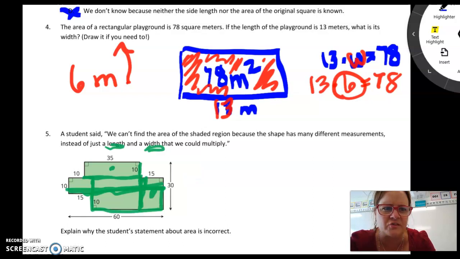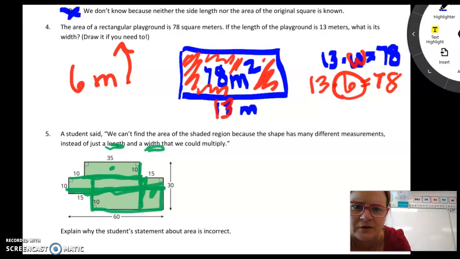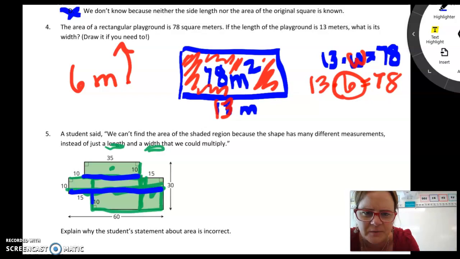But you do have to explain why the student is incorrect, and that's what I'm trying to do here. You can certainly find the area of this figure by decomposing it. Let's use a different color, and I'll do a better job. By decomposing it, this would probably be the nicest way to decompose it, but there are other ways you can do it.